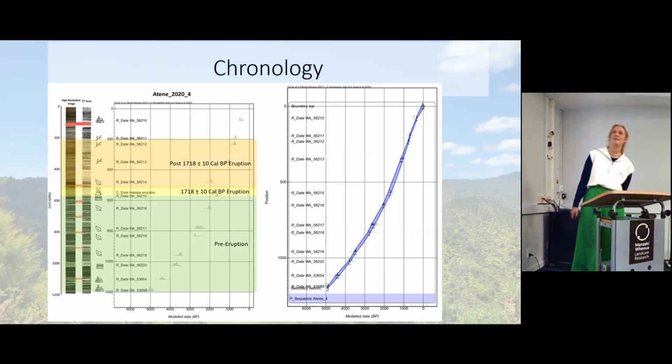These are slightly different colours, but they're not really showing up on the screen, but that's all right. We have a post-eruption phase. And then moving into the top section of the core, we have a period that covers Māori arrival into the catchment and into New Zealand, and then the top section of the core. So a really, really small amount of the core is actually contemporary and that modern flood record.